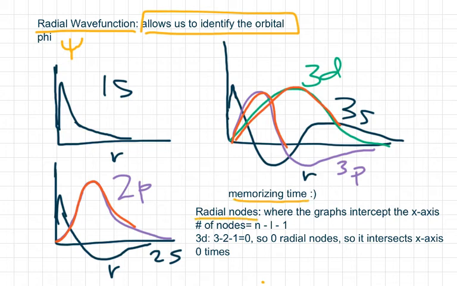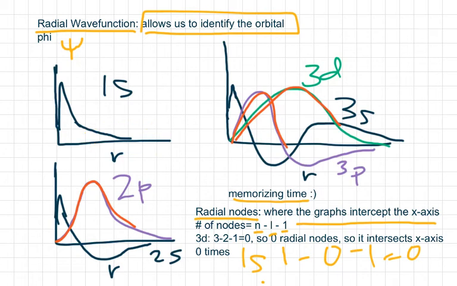Radial nodes are where the graph intercepts the x-axis. To find the number of radial nodes, you simply take the principal energy level n, subtract L, which is the second quantum number, and subtract 1. For example, for 1s, n is 1 and L is 0, since s corresponds to 0, and minus 1, and you get 0. According to this equation, the graph intercepts the x-axis 0 times for the 1s sublevel, and that's true.